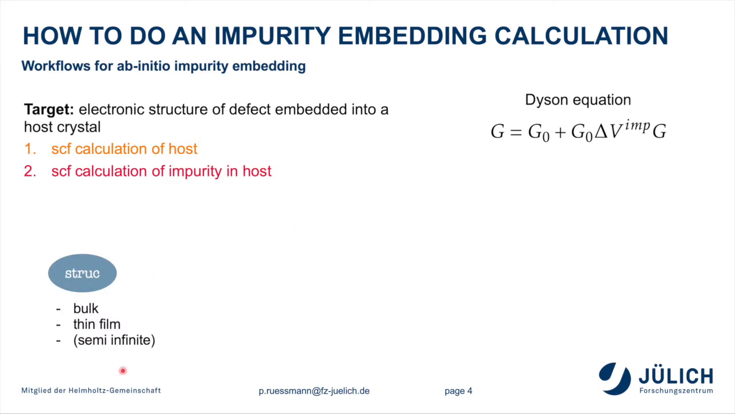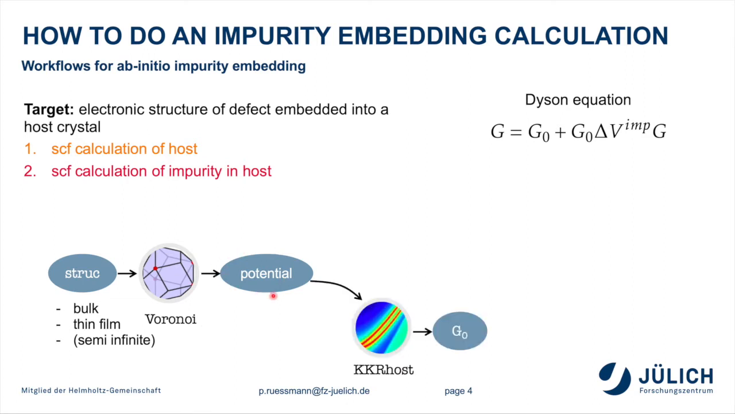We start with an AiiDA structure. This can be a bulk structure, a thin film, or even a semi-infinite system, which is another specialty of having green functions and not wave functions to deal with. And then the Voronoi code needs to be called. The Voronoi code in the KKR method sets up the system. It prepares all the calculation, and in particular, it generates a starting potential that we need for the KKR host calculation to run.